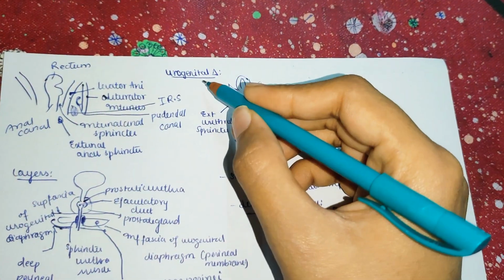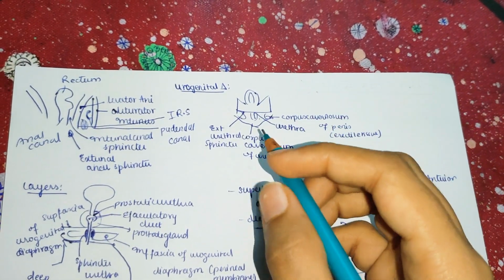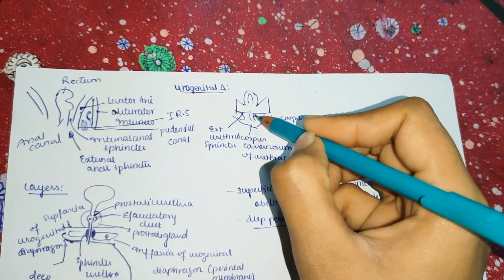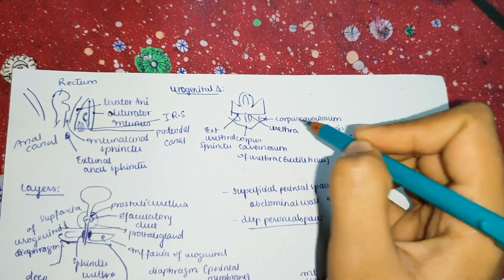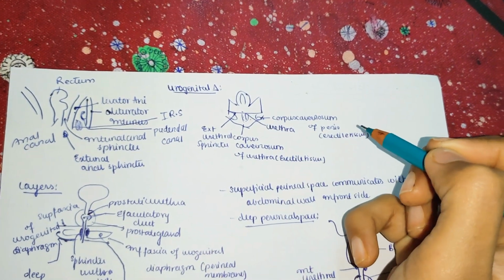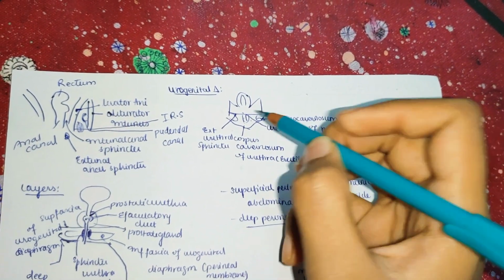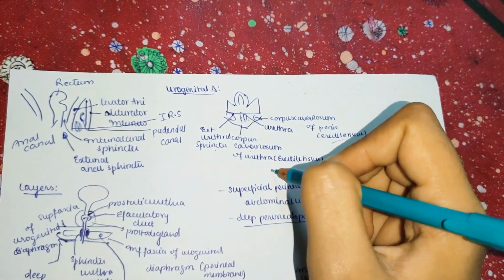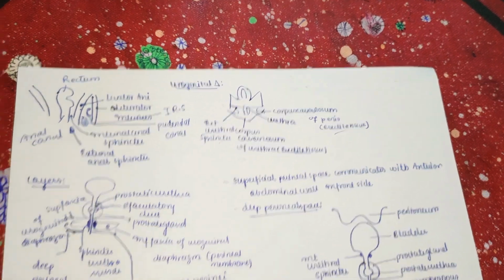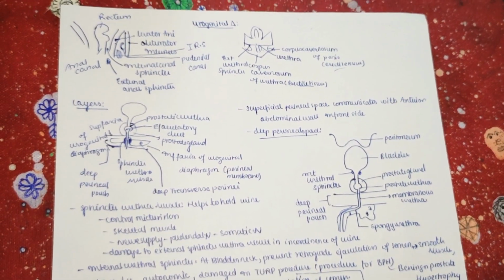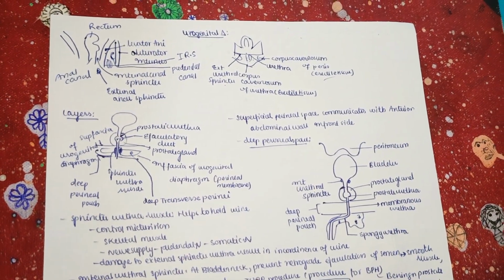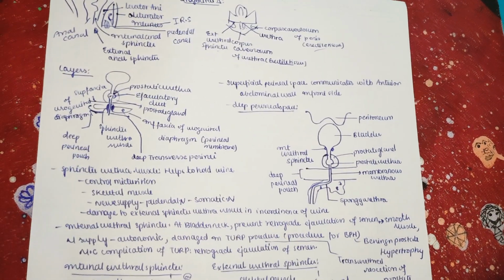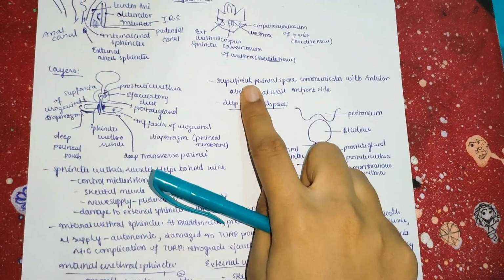So if you want to see the urogenital triangle, you can see it here. If you see here, you can see corpus cavernosum of penis, which is an erectile tissue, external urethral sphincter, corpus spongiosum of urethra. Okay, so now let us discuss the layers of superficial perineal space.